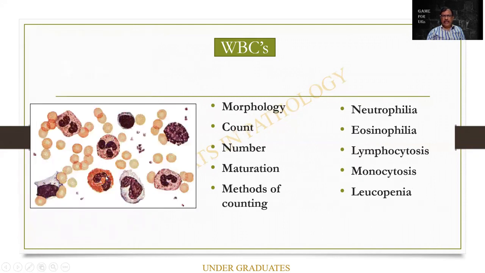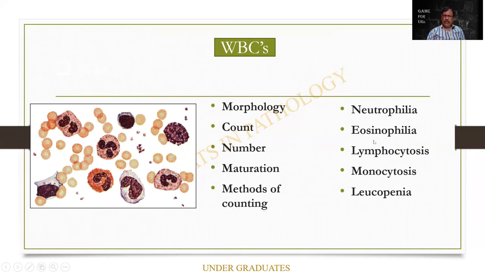This is the first slide that I had shown you in the WBCs. Again, in the WBCs, the morphology of the cell is important. What is the cell that you are seeing? And you will have to do a counting. The number of them. What is the maturation? I'll come to that later. And what are the different methods of counting? I have already explained it.